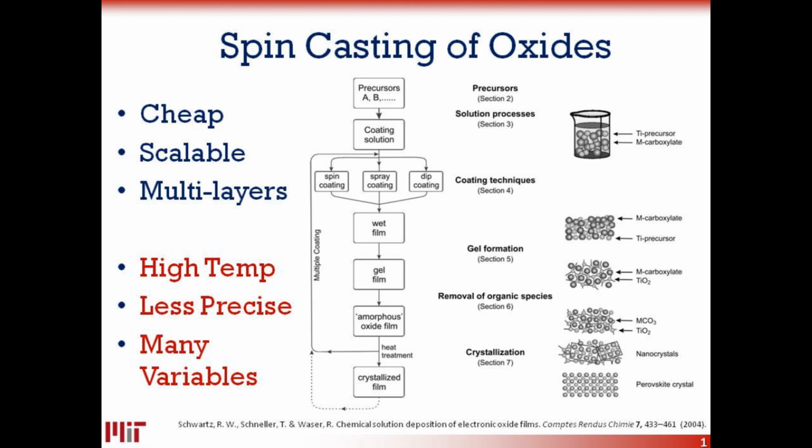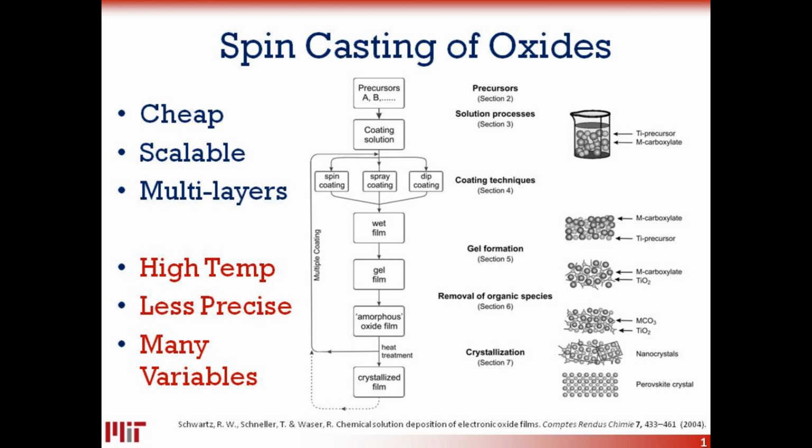sometimes an aqueous solvent, and chelating agents to help promote stability of the metal organic species in the solvent. This solution is then dropped onto a substrate and spun at a high revolution per minute, thousands of revolutions per minute, to create a thin layer of solution, which usually dries during the spinning process. So then you're left with a wet, gelled, thin film layer with both organics and metal ion species. This layer is then heated to decompose these organic species and get rid of them.